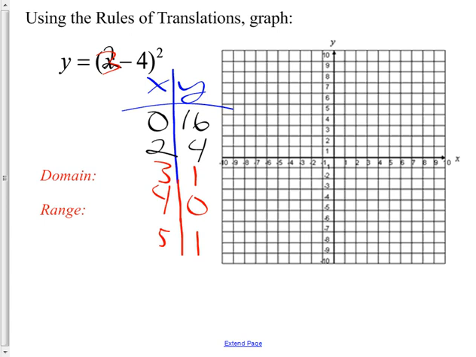2, 4. It goes right there. 3, 1. 4, 0. 5, 1. And I would not say this is the fastest way, but it is a way that you can do it with the XY chart, and it's a way that always works. Okay, now that I'm done with this, should I draw a line through it?